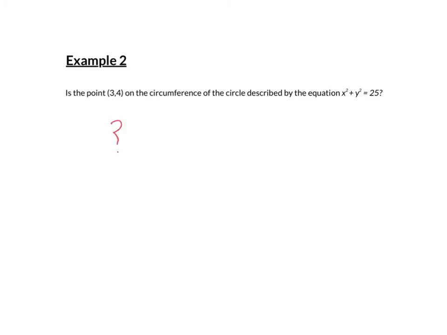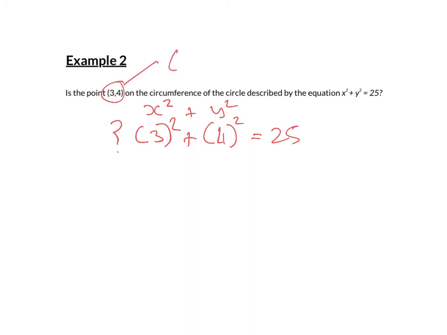So the question we have is, is 3 squared plus 4 squared equal to 25? Because that's the x value from the coordinate, and that's the y value from the coordinate, if we remember that this is an xy pair. So all we've done is we've taken the x as 3 and put it into the equation, and then we put the y as 4 into the equation as well. And then we just work the equation out and see whether it's true.